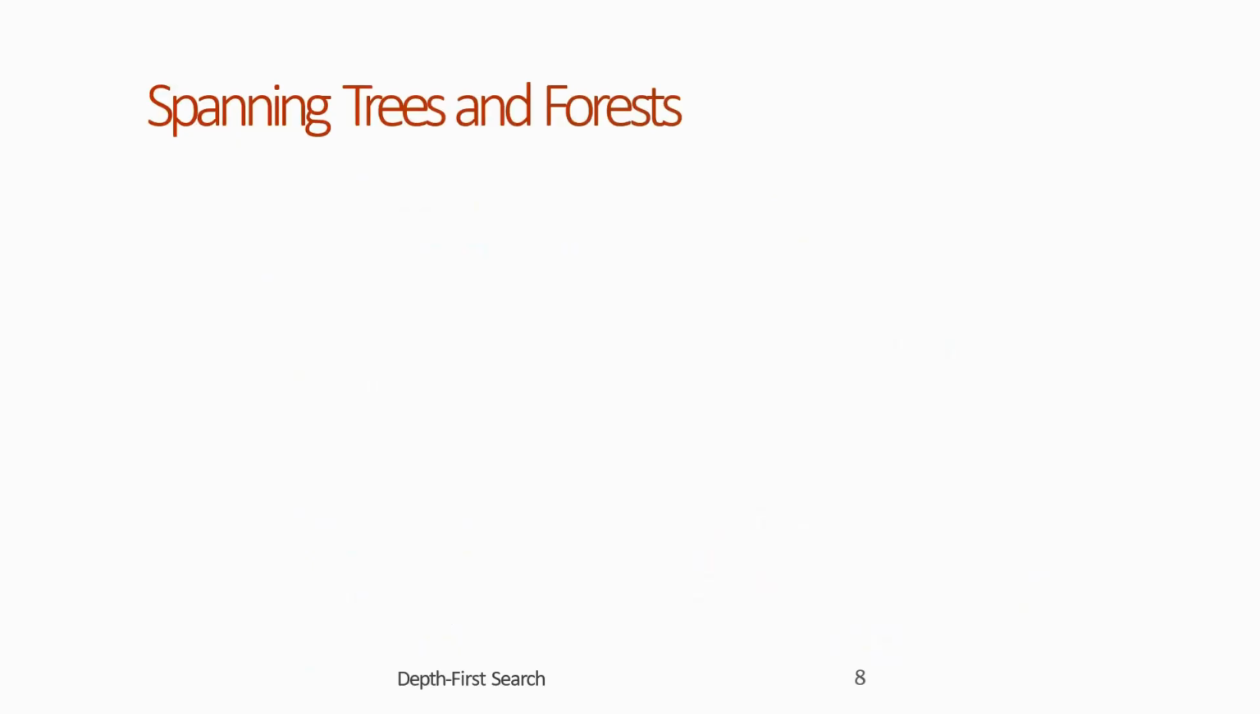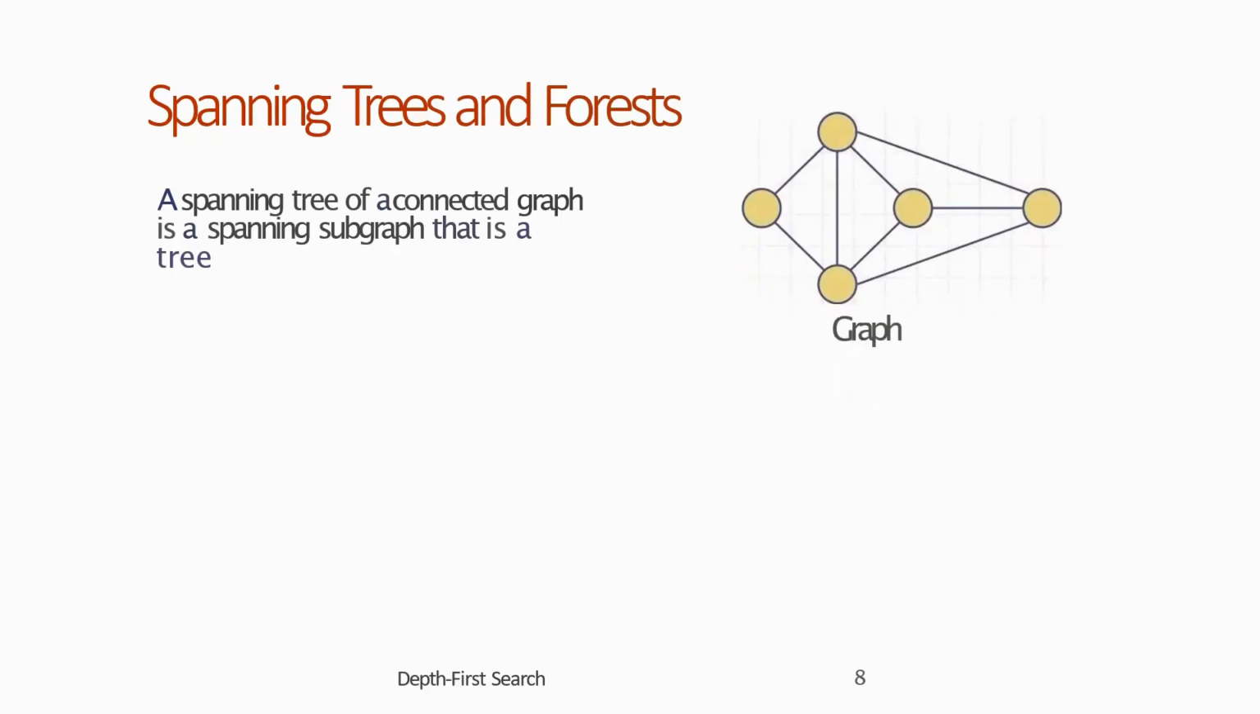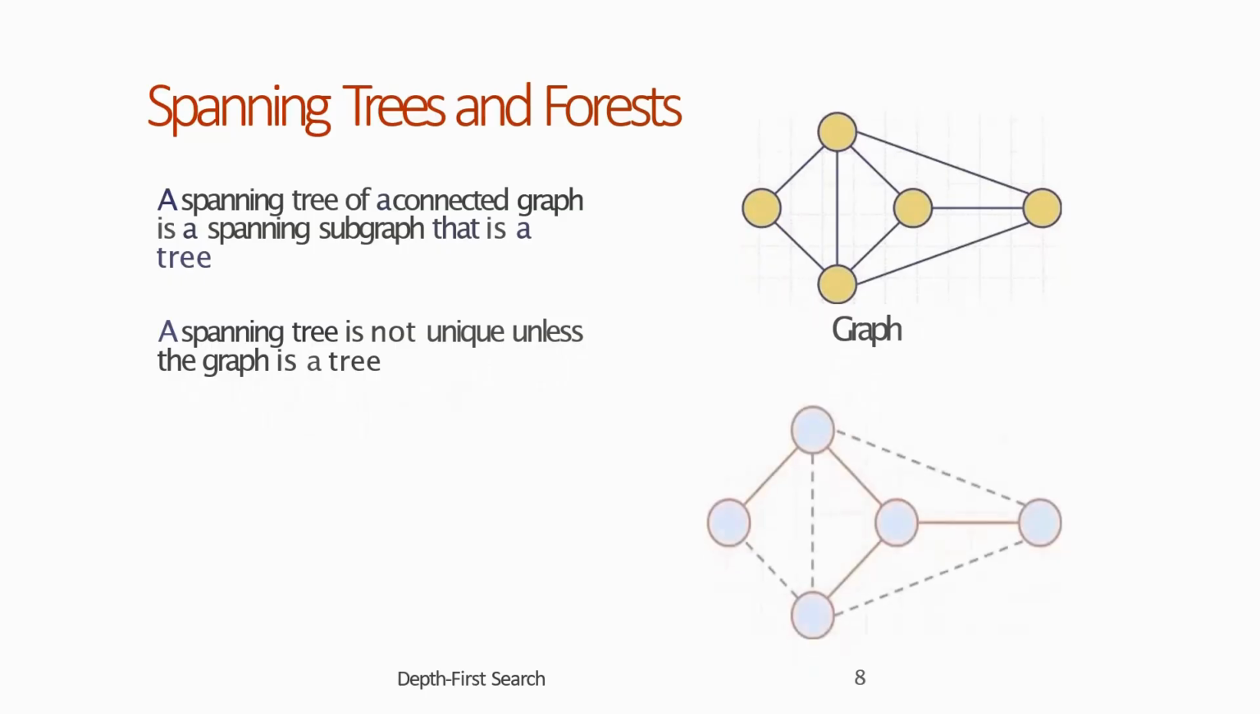So we have again a spanning tree here. A spanning tree of a connected graph is a spanning subgraph that is a tree, right? So a spanning tree is a connected undirected subgraph that is a tree and connects all the vertices together. A spanning tree is not unique unless the graph is a tree, right? It includes all the vertices of the original graph. It contains no cycles. It is connected. For a graph with V vertices, a spanning tree will always have V minus one edges.